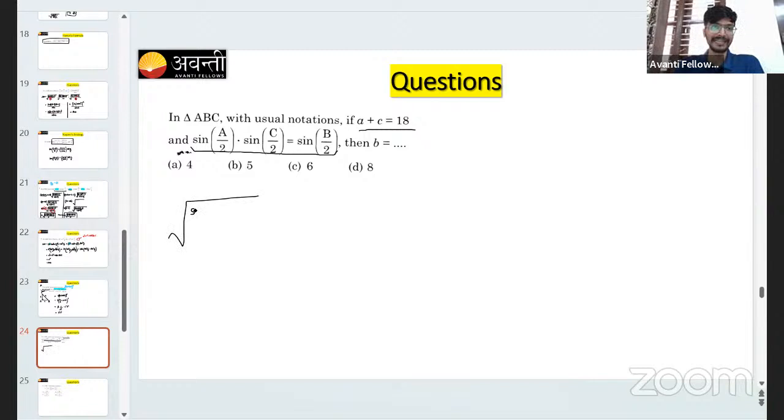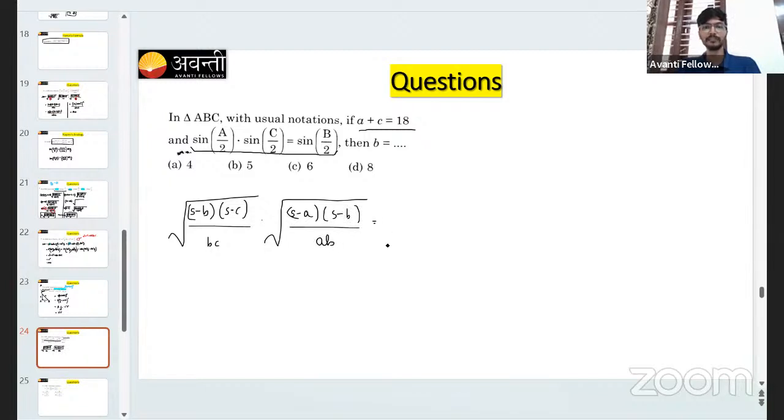Under root of (s minus b)(s minus c) upon bc into sin C by 2, which was under root of (s minus a)(s minus b) upon ab, is equal to sin B by 2. What was sin B by 2? (s minus a)(s minus c) upon ac. So here look at this, the s minus b.